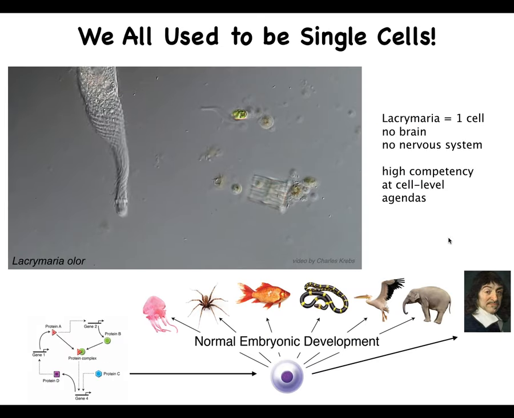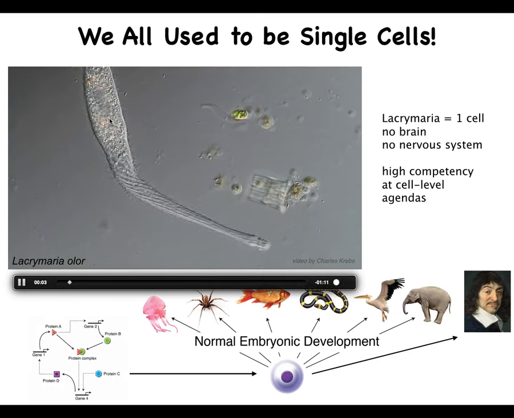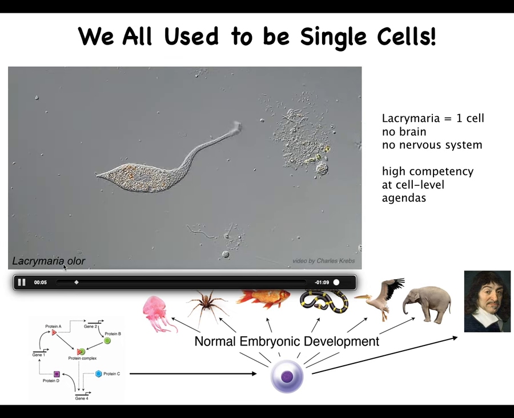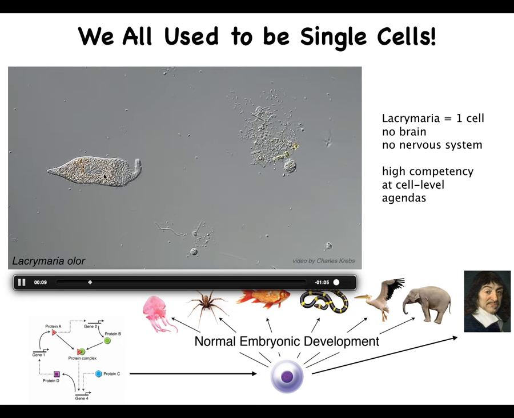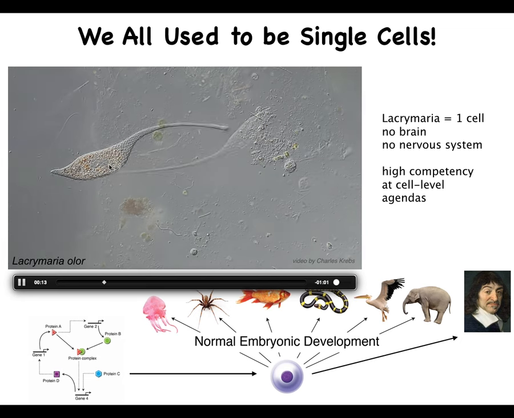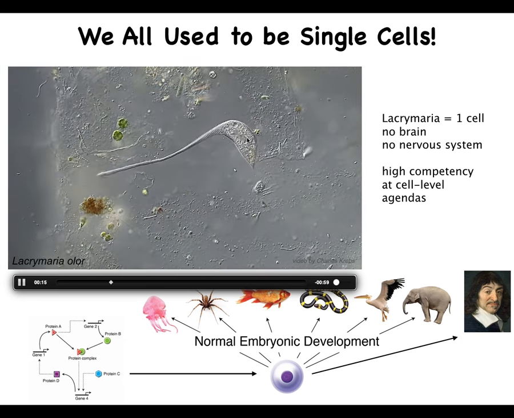So here's what we are made of. This is a single cell organism, and this happens to be a Lacrimaria, which is a free living organism, but this just illustrates what individual cells can do. This thing has no brain, no nervous system, but you can see it's very competent at handling its tiny little agendas in physiological space and metabolic space and so on.